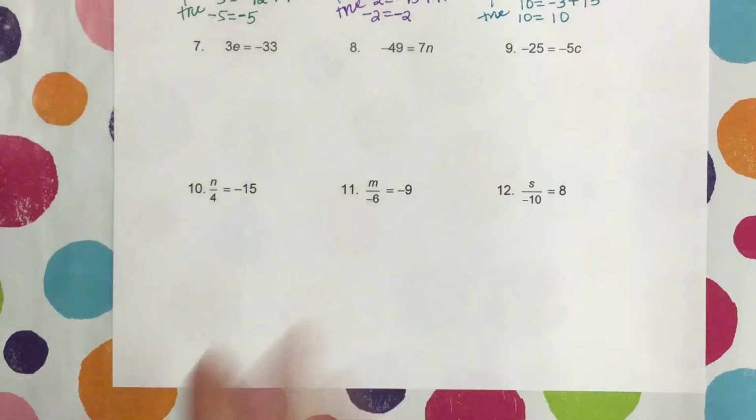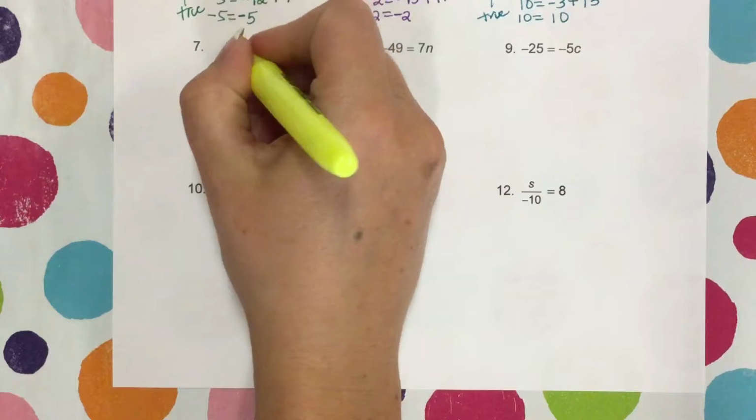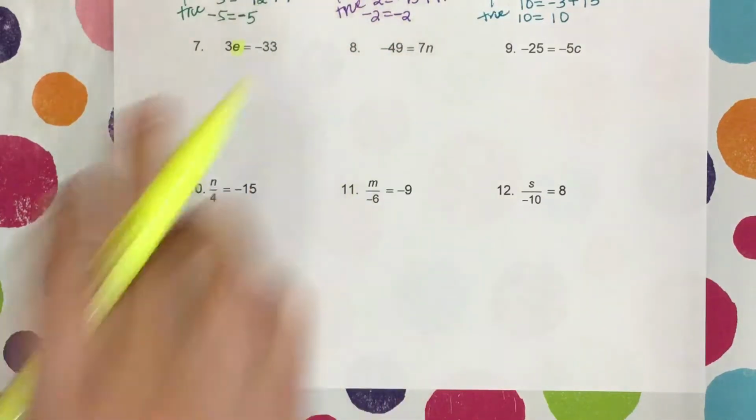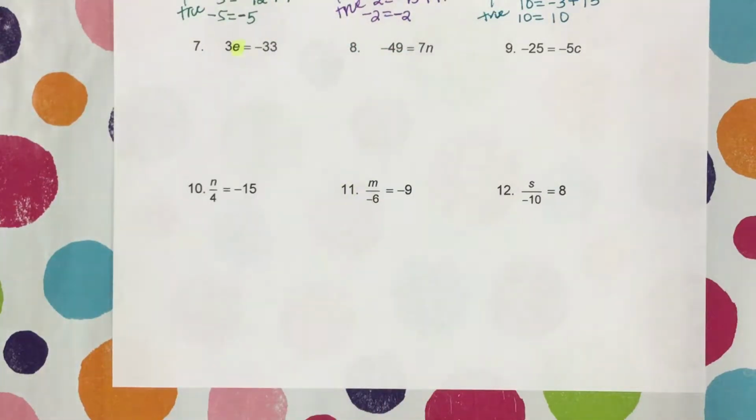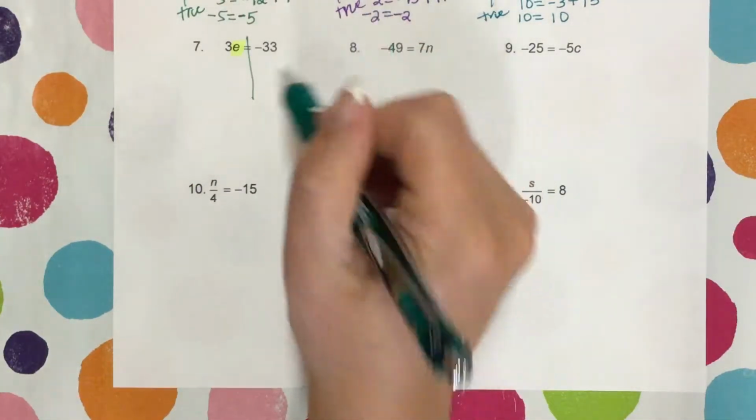All right, we are back. Let's go ahead and do number 7. 3e equals -33. We're trying to figure out what e equals. So we need e to be on this side of the equation by itself. And right now it's not.